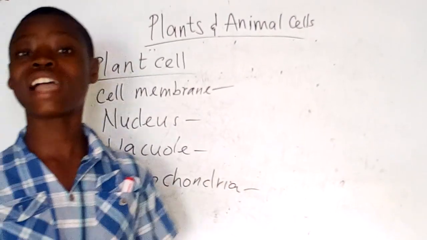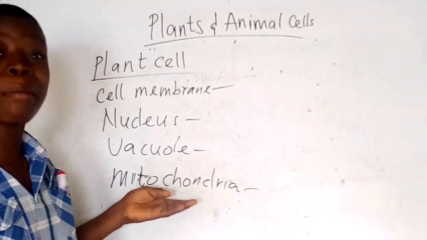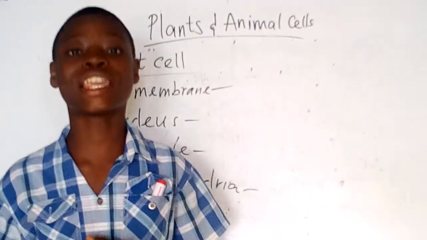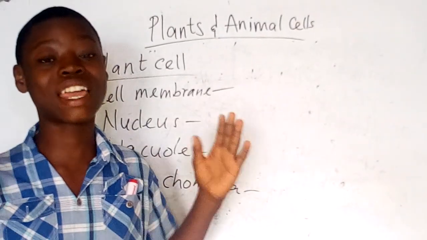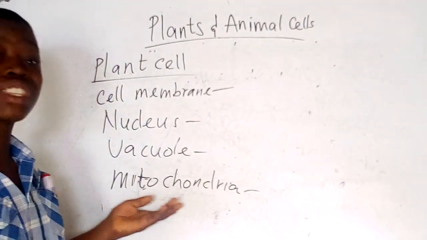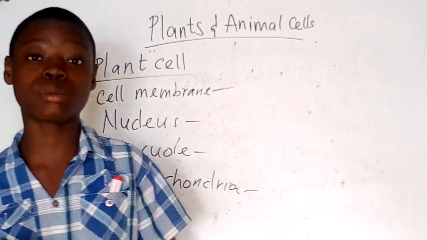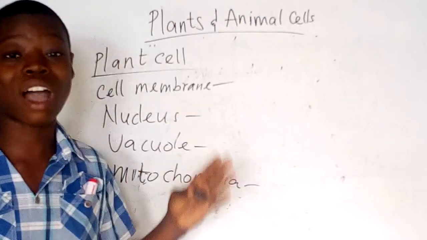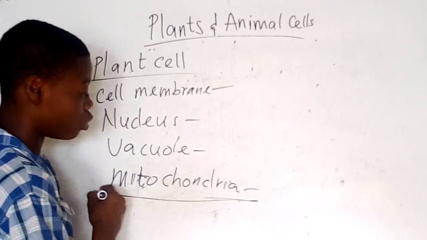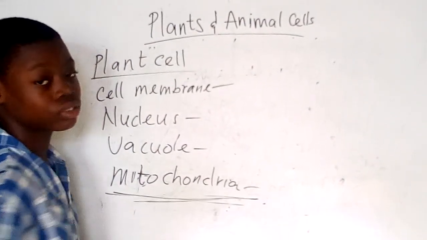The mitochondria is the part of the plant cell that provides energy to the cell. Basically, it provides energy to the cell. It's also termed as the powerhouse. So when you see in your examination, what part of the plant cell is termed as the powerhouse, you know that it's your mitochondria.